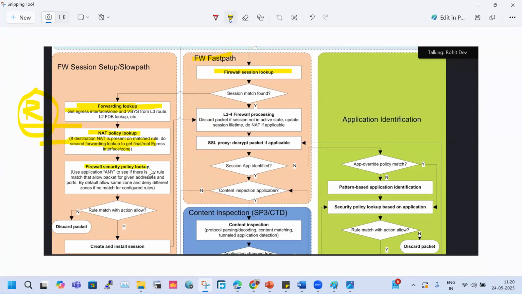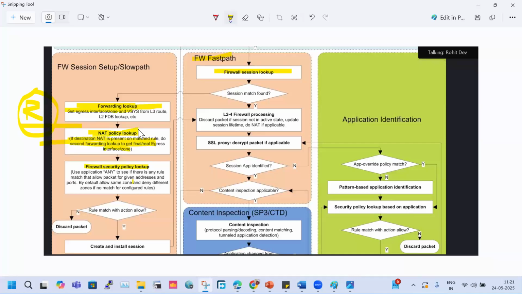And then the firewall security policy will be checked, whether we have an allow policy for that particular traffic or not. VSYS means virtual system, right? You can say dividing your firewall logically into multiple parts. Like contexts we call in ASA, VDOMs we have in Fortinet. Similarly, VSYS is a virtual system, logically dividing your firewall into multiple parts.